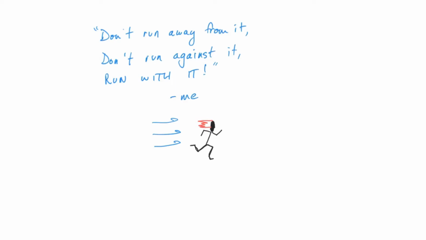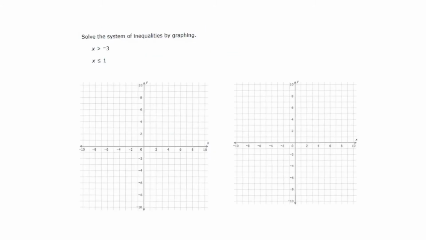Today we're going with the flow, trying to work on some inequalities and how to graph and solve for solutions. Don't run away from it, don't run against it, just run with it. Here we're looking at a couple: x greater than -3, x less than -1. There is a difference between the greater than and the less than or equal to, and I'll show you that in a second. Let's look at this line in red.